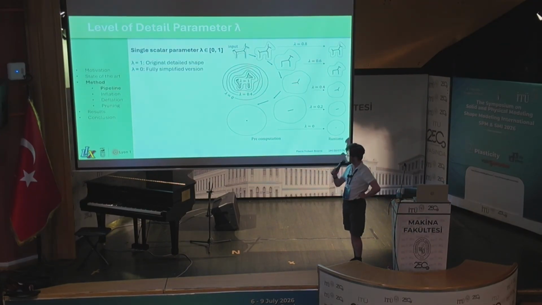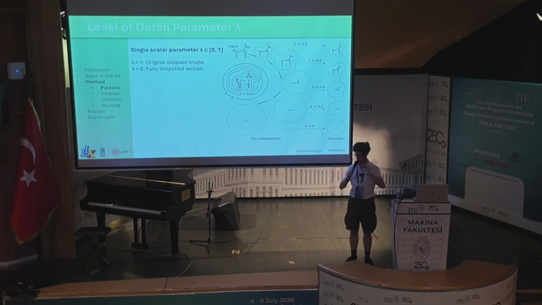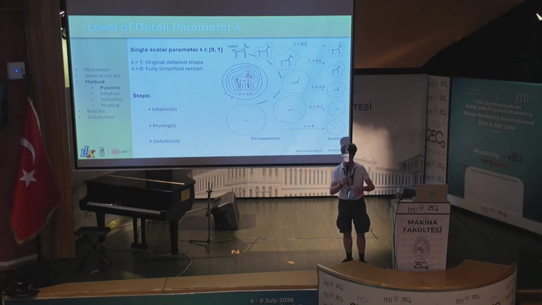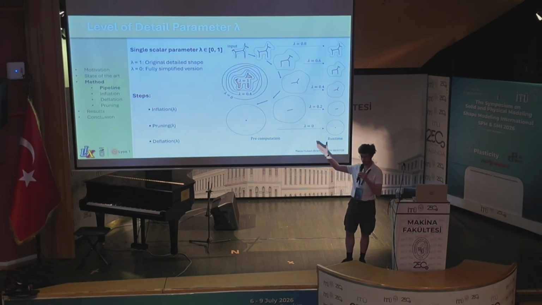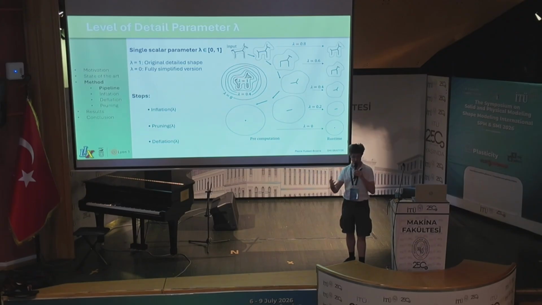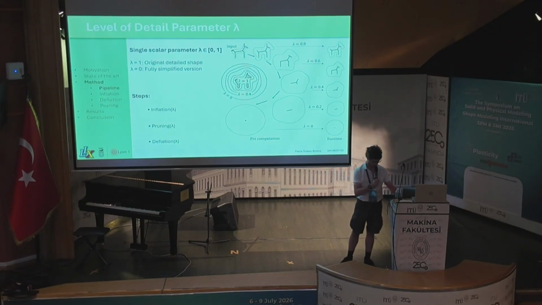And finally, because we want to achieve nice runtime timing, our pipeline is fully pre-computed to really just care about the rendering during the rendering process, meaning that the inflation, the pruning, and the deflation are all parameterized through a single level of detail parameter that we call lambda, and that goes from 1, to draw the original fully detailed shape, to 0, which will draw an ellipse, roughly, because in the end, everything is elliptical.